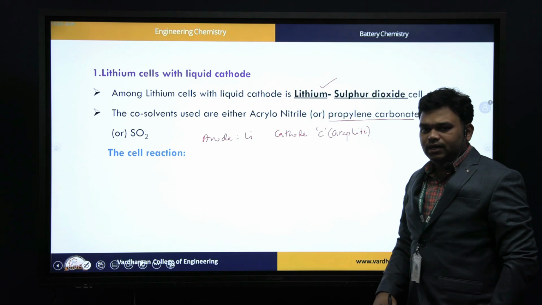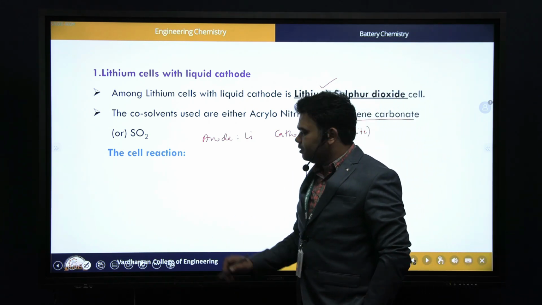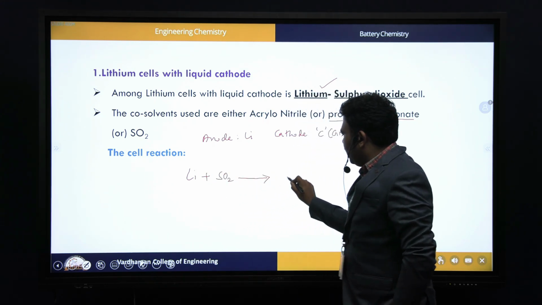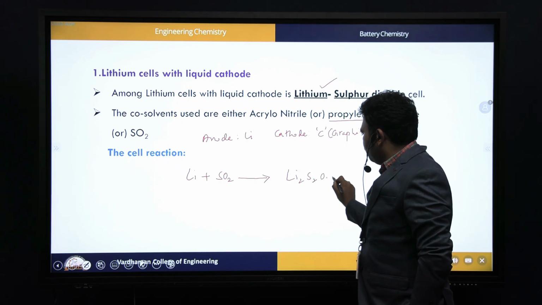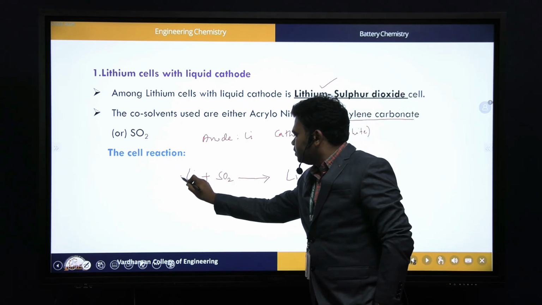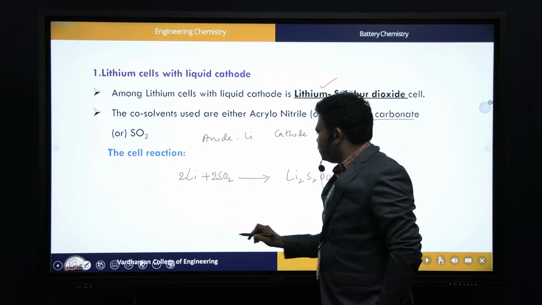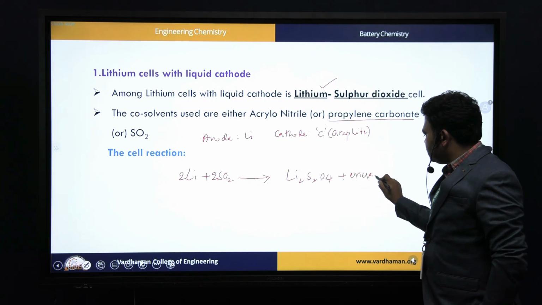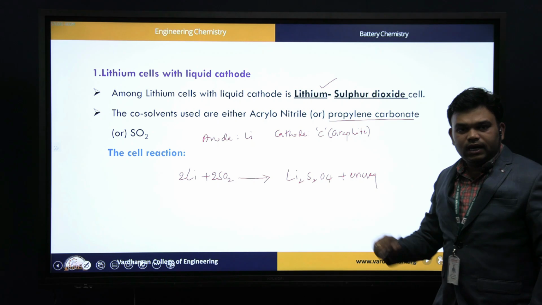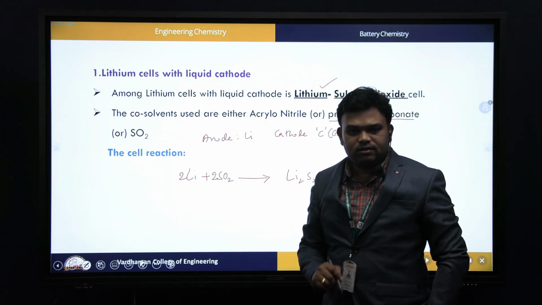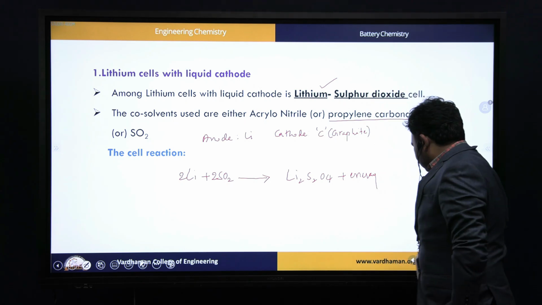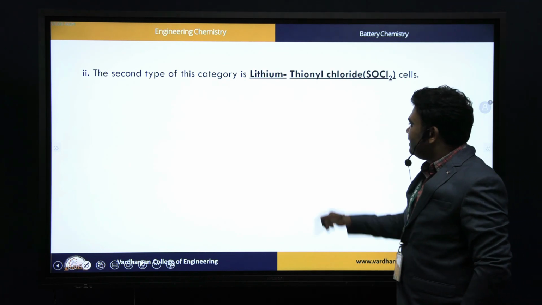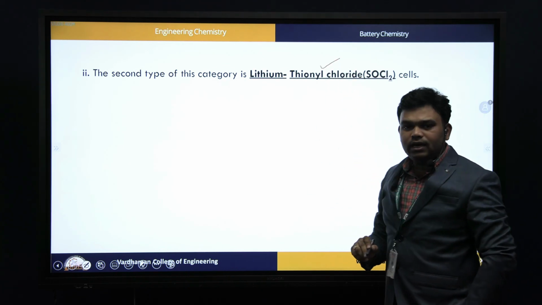The cell reaction that takes place in this cell is that lithium combines with sulfur dioxide: 2 moles of Li combine with 2 moles of SO2, giving rise to Li2S2O4, and energy is released. Initially they developed this lithium sulfur dioxide cell, but later they developed another cell which consists of a liquid cathode. The best example is the lithium thionyl chloride cell.